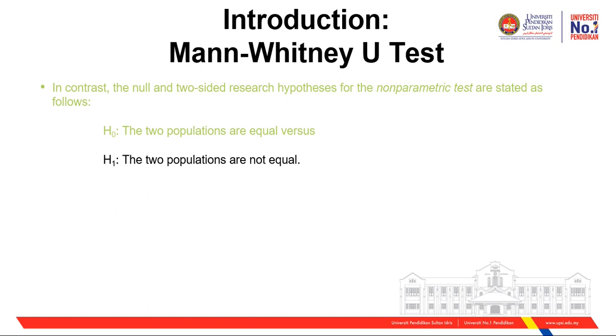The hypothesis that you can write for the non-parametric test, especially for comparison between two independent groups, is about the populations. You might write the null hypothesis as the two populations are equal, and the alternative hypothesis as the two populations are not equal. Sometimes you may write the null hypothesis as identical distribution, and the alternative as non-identical distribution, or shifted to the left or shifted to the right.